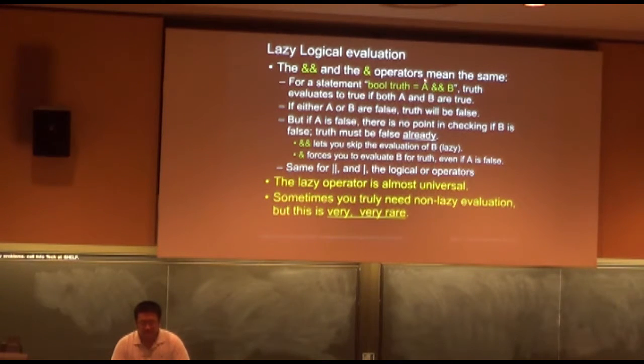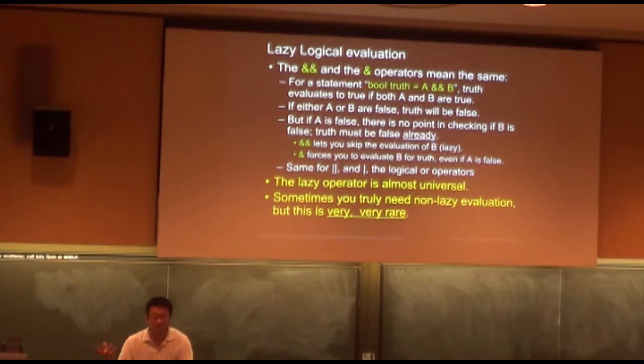Sometimes, in the case of A being false, when you're looking at lazy AND, you don't want to look at B, because whatever is in B might be logically inconsistent or create a runtime error. So you can dodge that runtime error by using lazy logical evaluation and not looking at B. Almost all the time when you use logical operators, you will use the lazy version, because it's always faster.